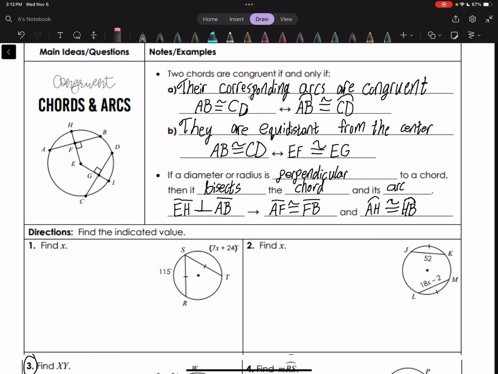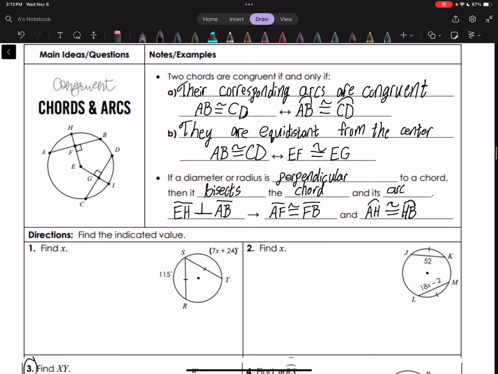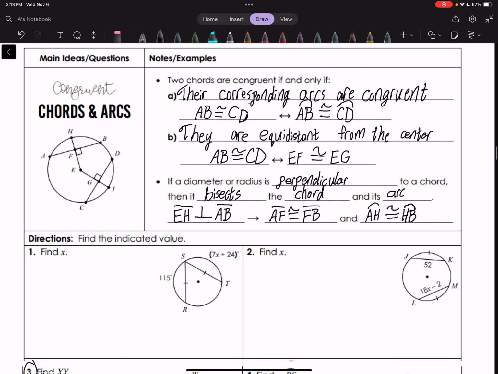The third thing you have to know is if a diameter or a radius is perpendicular to a chord, then it bisects the chord and its arc. So what I have written is that EH is perpendicular to AB. So these two are perpendicular. Then I know that from A to F, and from F to B are congruent. So I know these two are congruent, and then I know the two arcs, A to H and H to B, are congruent.